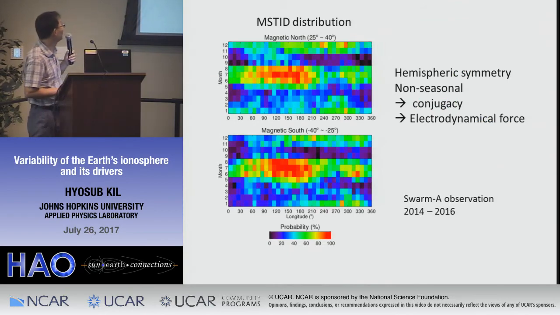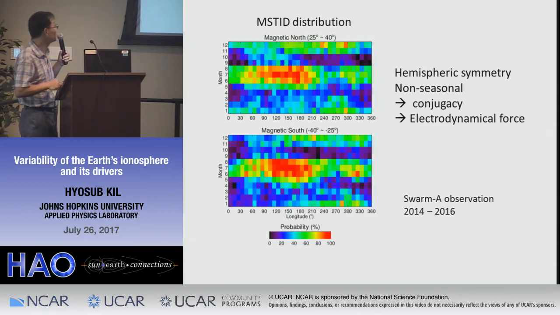This plot shows the distribution of MSTID in the magnetic north and magnetic south. These observations were derived from Swarm A observation during this period. First of all, I want to point out the similarity of the structure distribution. And also this monthly variation is not seasonal variation, it's more of an annual variation. If it were seasonal variation, if its occurrence is high in summer, it should be the same in the magnetic south, right? But here, in the summer, the northern hemisphere has maximum occurrence rate, and the same in winter in the magnetic south. So it's annual variation, not seasonal variation.